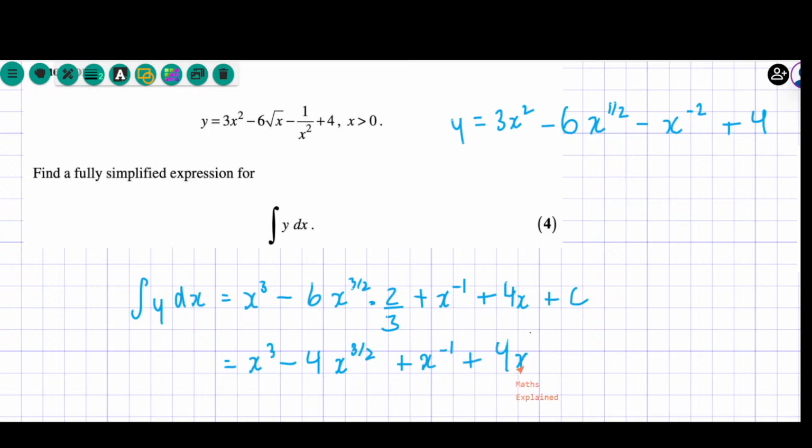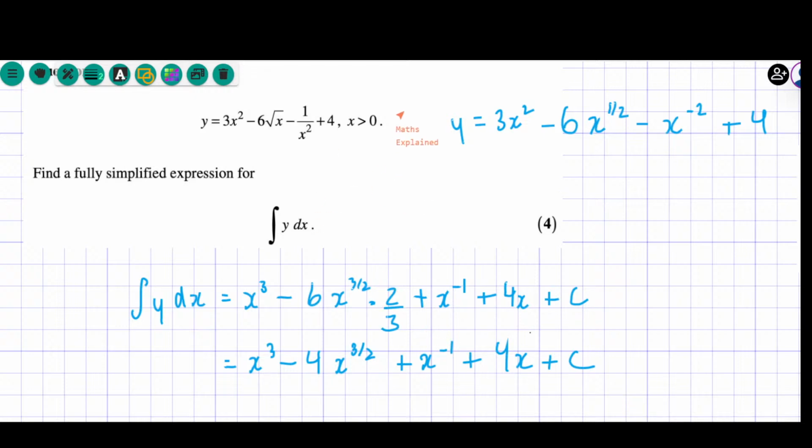Then the rest is as it was written in the first line. You can also write x to the 3 on 2 as the square root of x cubed if you like, but you don't have to. So yeah, that was just a couple of practice problems using the power rule.